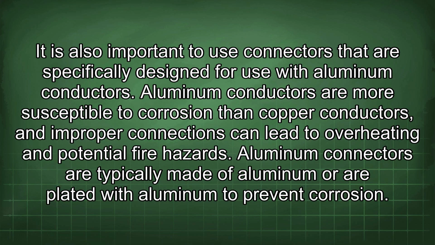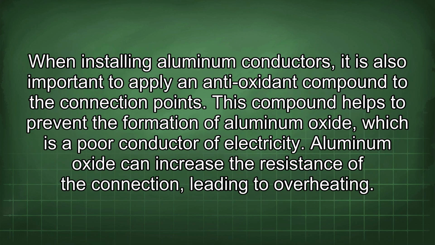It is also important to use connectors that are specifically designed for use with aluminum conductors. Aluminum conductors are more susceptible to corrosion than copper conductors, and improper connections can lead to overheating and potential fire hazards. Aluminum connectors are typically made of aluminum or are plated with aluminum to prevent corrosion. When installing aluminum conductors, it is also important to apply an antioxidant compound to the connection points. This compound helps to prevent the formation of aluminum oxide, which is a poor conductor of electricity.